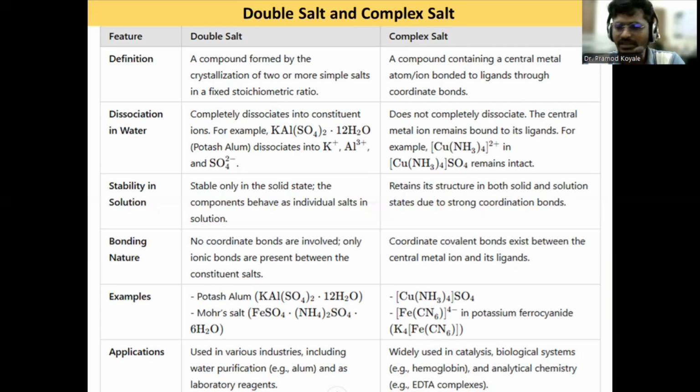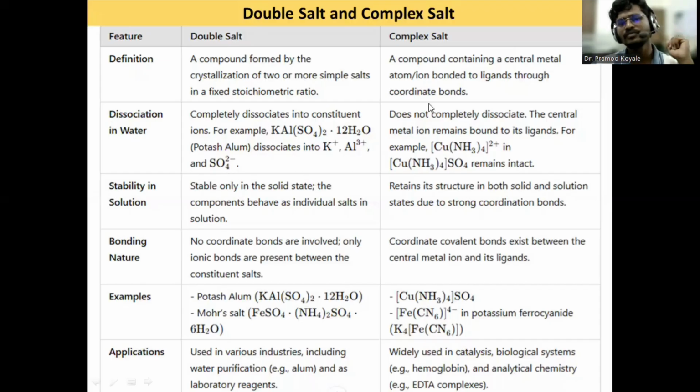Also, in the next case, the significance of complex salt can be understood by differentiating it with respect to double salt. Okay, so in concern with the definition, we can see that double salts are compounds formed by the crystallization of two or more simple salts in a fixed stoichiometric ratio. And regarding complex salt, we already have the definition, that is the compound which contains the central metal atom or ion bonded to the ligands through coordinate bonds. Okay, so we have the respective examples in concern with the complex salt as well as double salt.